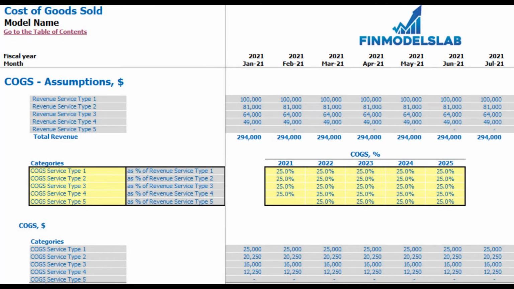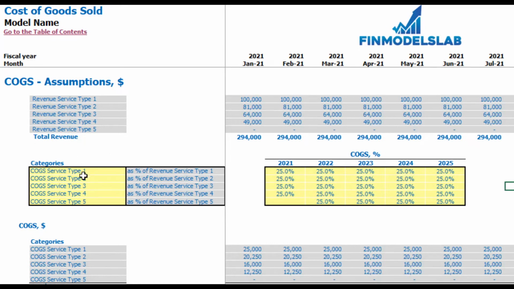On the COGS tab, you may set up your COGS assumptions for all your revenue streams. On the top you may see the COGS assumptions section with revenue by service types. Below you may see the COGS categories for each of the service types. And in this section you can set up your COGS as a percentage of a certain revenue stream.